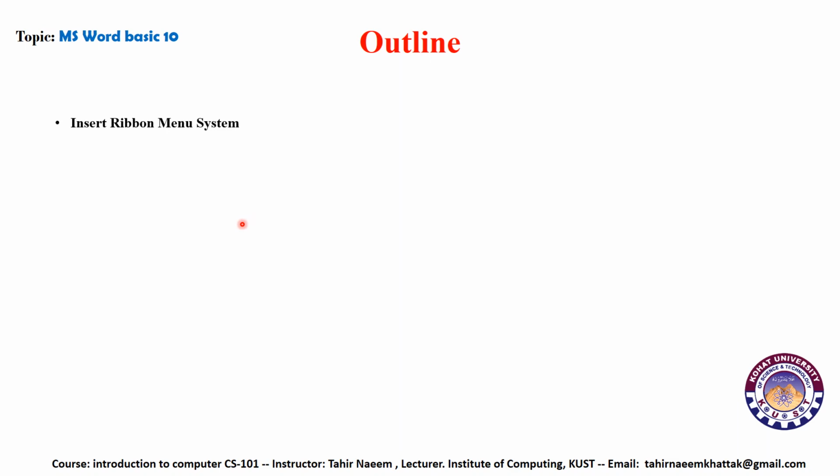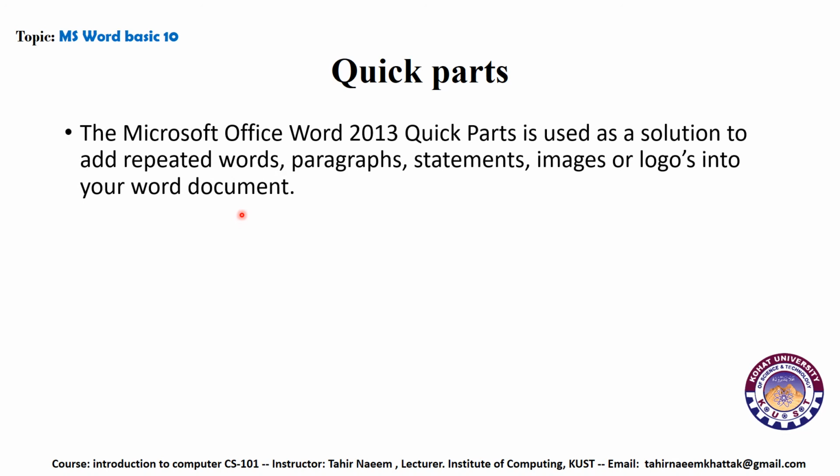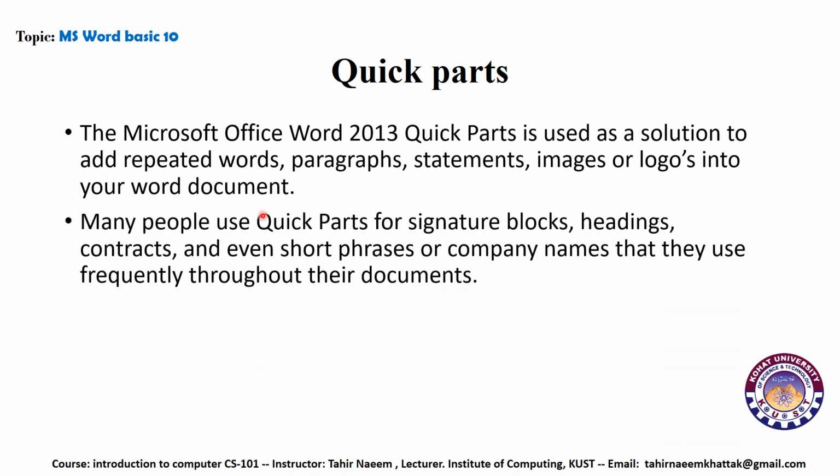Insert tab menu system. So we will discuss Quick Parts. The Microsoft Office 2013 Quick Parts is used as a solution to add repeated words, paragraphs, statements, and images into our Word document. Many people use Quick Parts for signatures, book headings, contracts, and even short phrases like a company name that they use frequently throughout their documents.